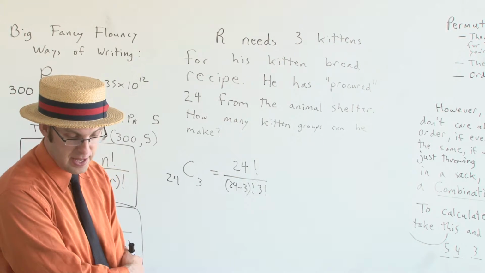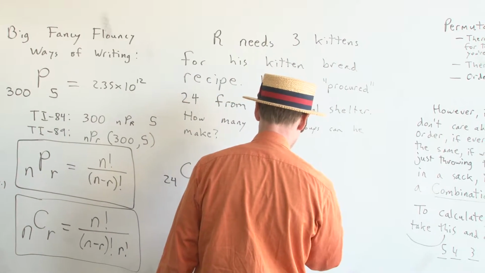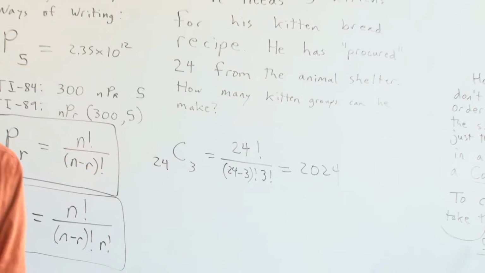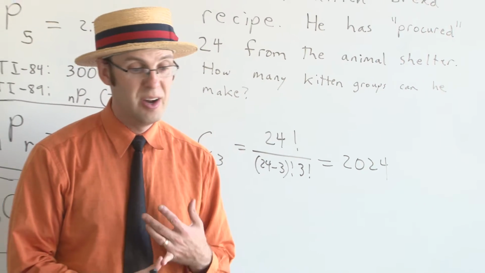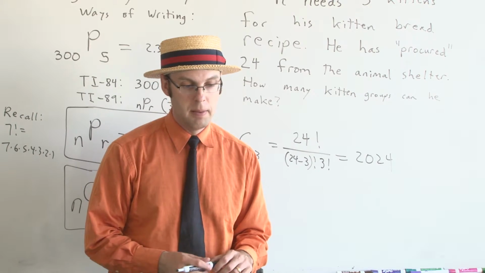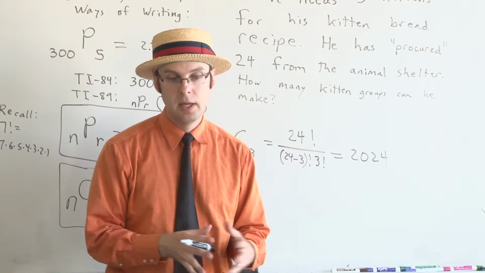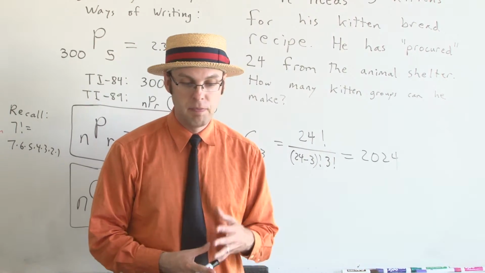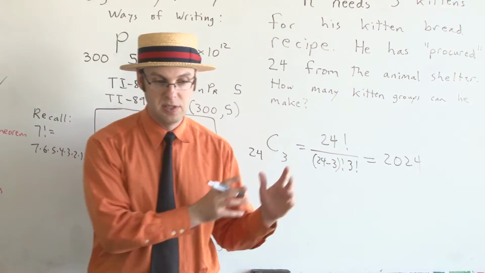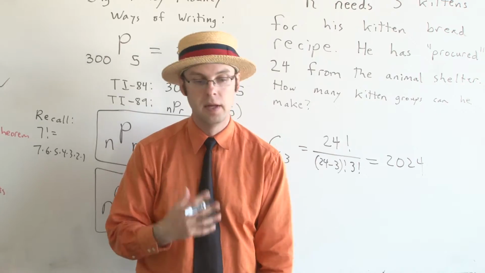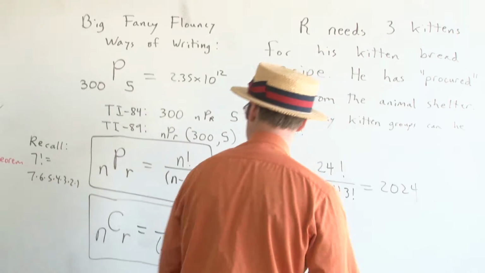Okay, so what did people get for that? 2024? That's definitely what we got. So that's how these guys shape up. The calculations aren't really bad. It's realizing when you've got a permutation versus a combination. That's most of the battle for people. And that's why I'm sort of overemphasizing this sack versus ordered position mentality so that you can see right away what you're dealing with.